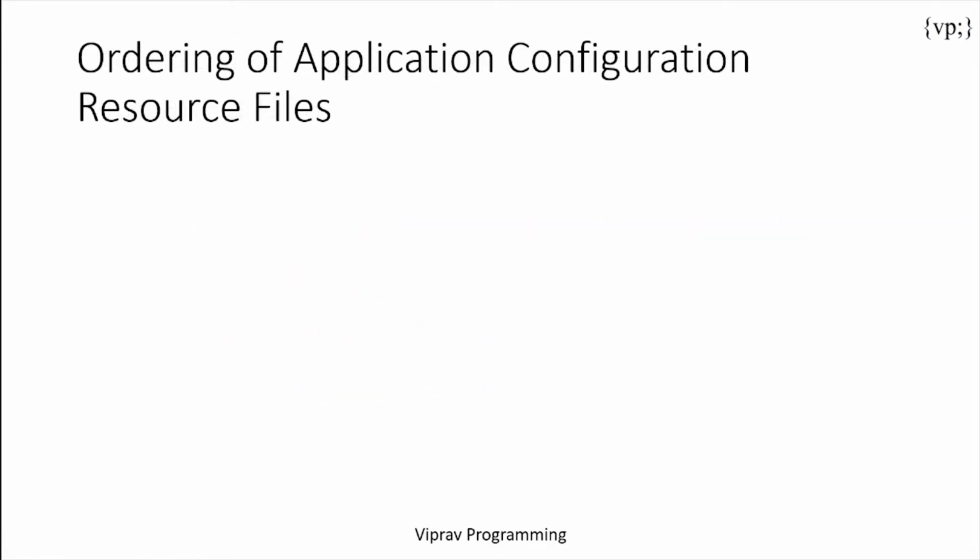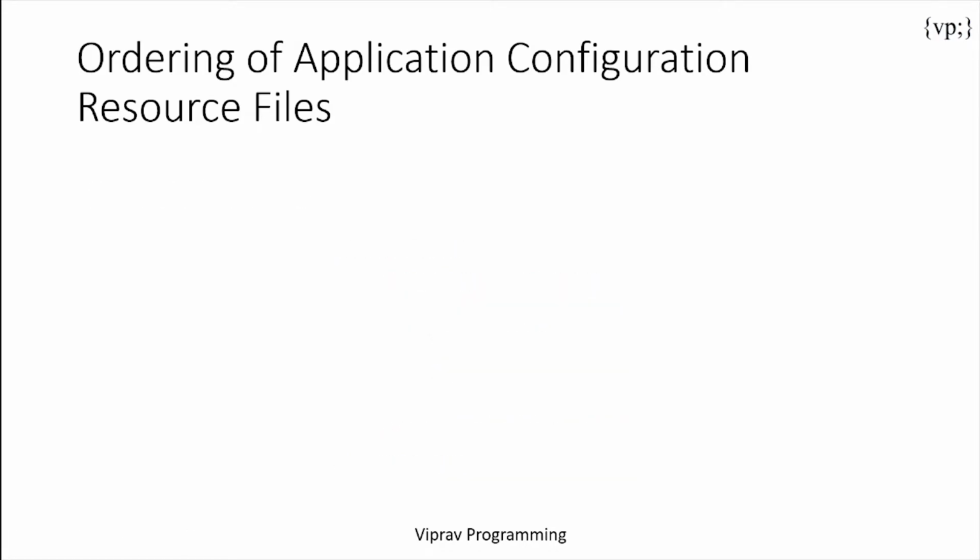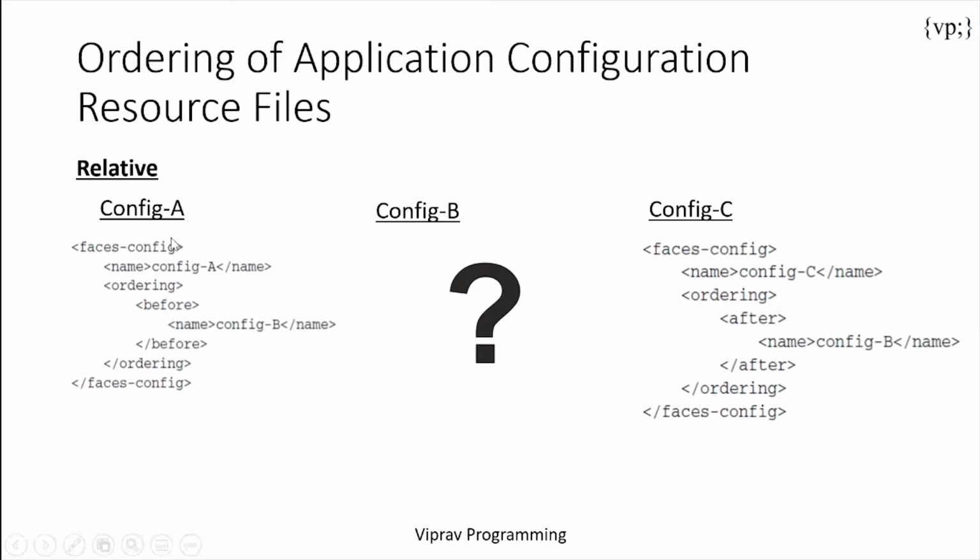Next, there's the ordering of application configuration resource files. Since JSF allows the use of multiple application configuration resource files, the order by which they are loaded becomes important. First, there's absolute ordering, where the files will be loaded exactly the way it is written. Next, there's something more dynamic called relative ordering, which is based on the before and after sub-elements. The resources will be loaded the way that you say.